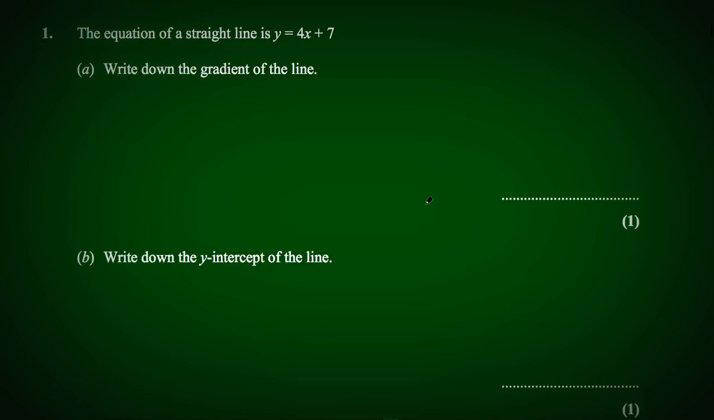First question, the equation of a straight line is y equals 4x plus 7. Write down the gradient of the line. Well, this appears in the form y equals mx plus c, and the thing that goes with the x, the multiple of x, is always the gradient. So that's 4 in this case. Write down the y-intercept of the line. That's the constant number at the end. So that is 7.